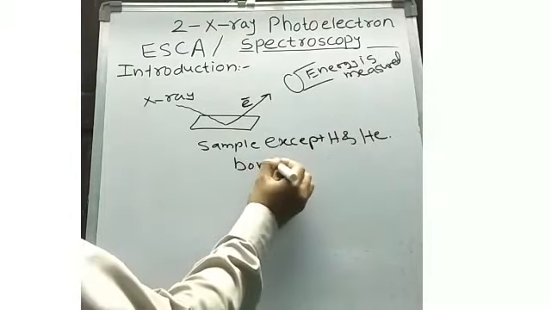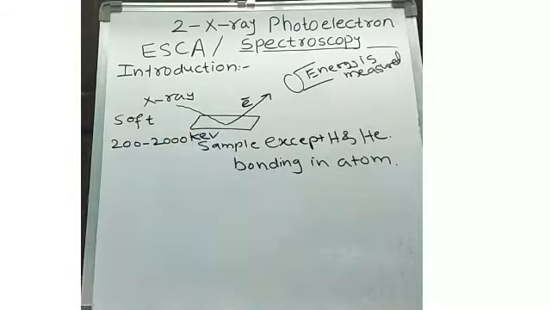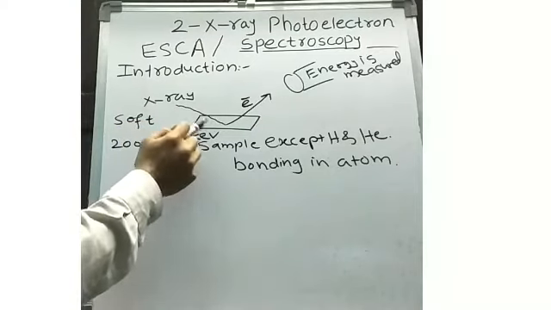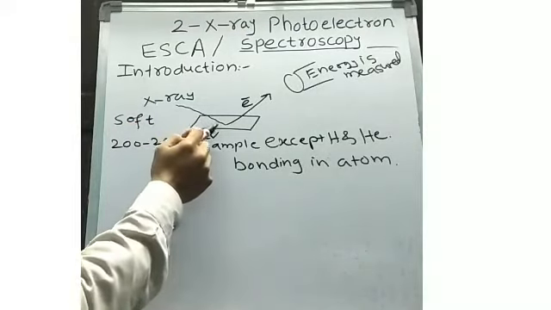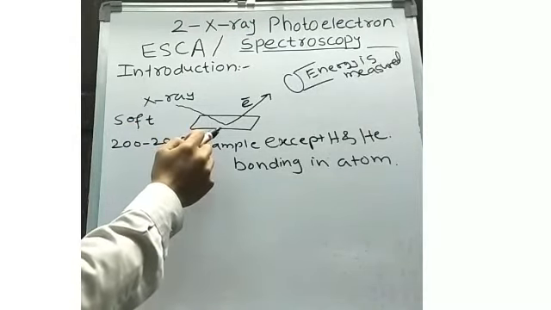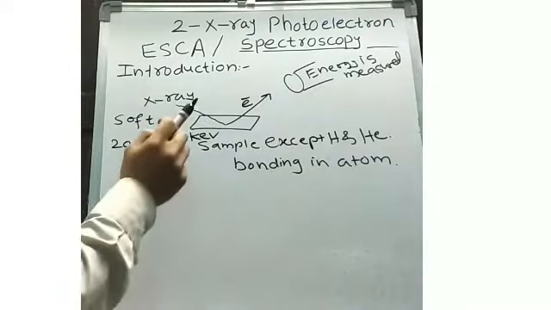Now here this X-ray is used as a soft X-ray having the range 200 to 2000 electron volt. Now remember, the photon's energy must be larger than the binding energy of the electron, the binding energy of the inner shell electron.